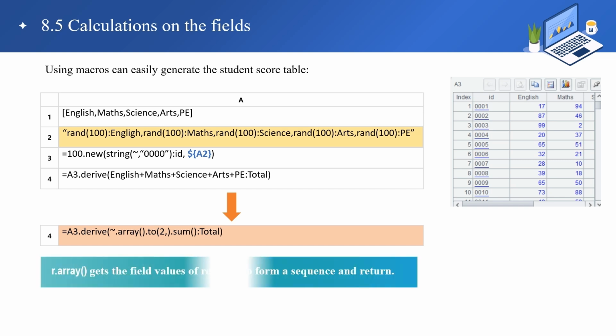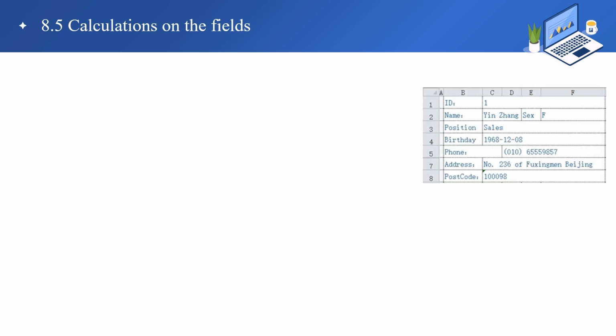The A.array function gets the field values of record R to form a sequence and returns it. In this way, no matter how many subjects, the code is like this. It should be noted that since the data types of each field value may be different, the return value of the array function may not be a sequence composed of members of the same data type. With macros, we can also complete more complex tasks.